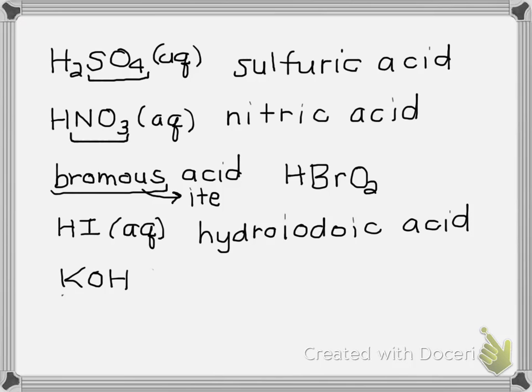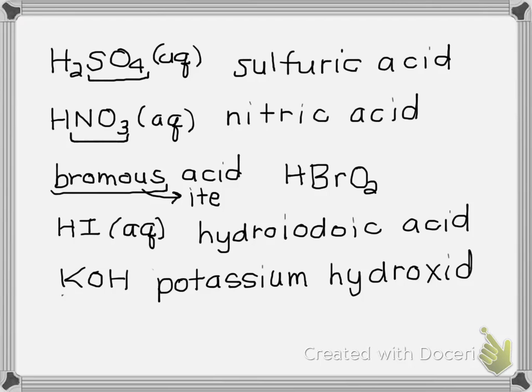Now KOH is not an acid at all. It's an ionic compound that forms a base. And ionic compounds are just simply named as an ionic compound, even though it could be a base. So it's just called potassium hydroxide. I hope this gets you going with acids and bases. Please let me know if you have any questions.